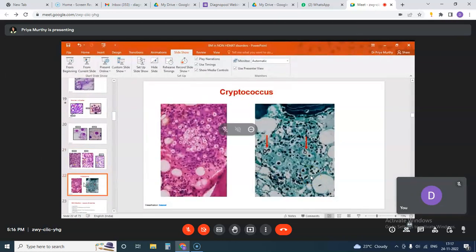Another condition which gives rise to granuloma in the bone marrow biopsy is Cryptococcus. Cryptococcus we normally see in the cerebrospinal fluid on routine examination with the India ink preparation. We can see Cryptococcus in the bone marrow biopsy as well, and these are capsulated organisms which have a central round nucleus. The silver methenamine stain and the PAS stain can be used to highlight this capsule.